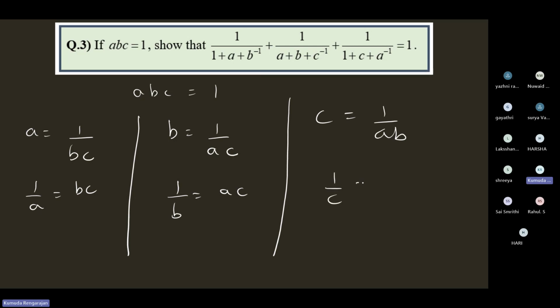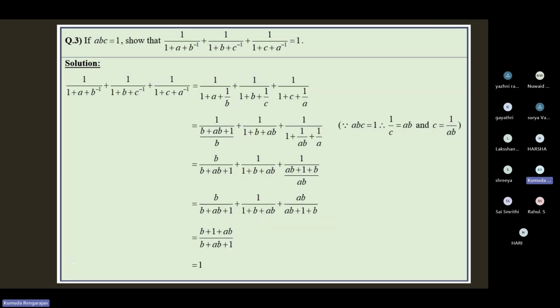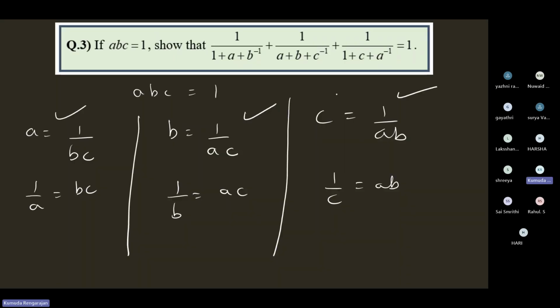Or 1 by C is equal to AB. So you have to use any one of these three to work this answer. Let me see what I have used. Okay, so I've used the C one. This one I've used, so I'll explain using this. See, I'll explain it and then you can relate what I meant.